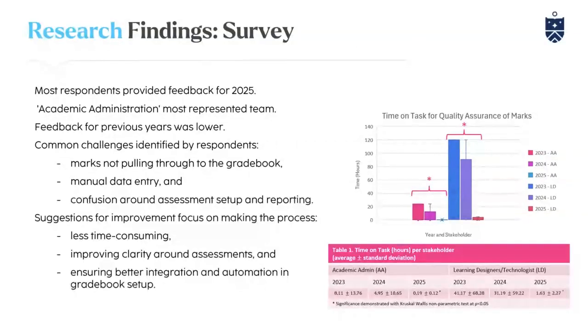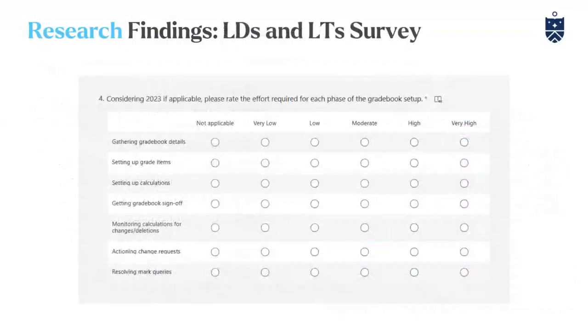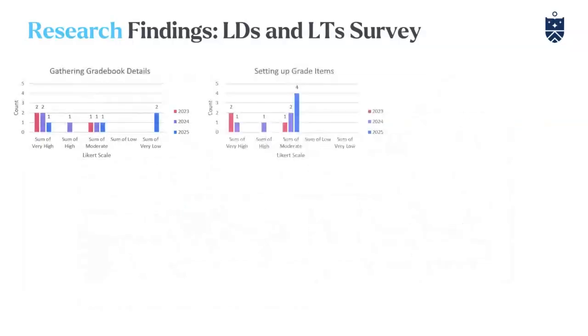Next, I'd like to talk about some graphical representation of the Likert scale type questions that we asked. For each year, we asked the LD team, specifically on this slide, to rate the effort required for each phase of the gradebook setup against the key focus areas of gathering gradebook details, setting up grade items, setting up calculations, getting gradebook sign-off, monitoring calculations for changes, actioning change requests, and resolving mark queries. And next, I just want to show you the results that we got on the graphs there.